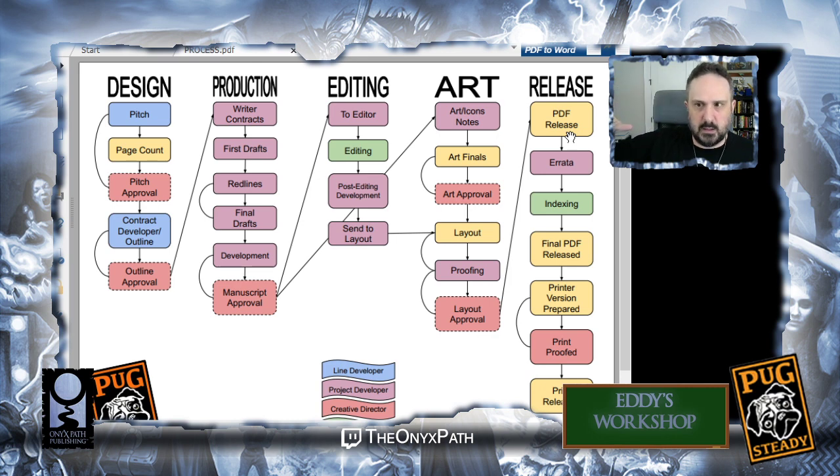We collect any errata we have from the process. If it's an index, it goes to an indexer. The index handles that. Then the final PDF is released. We prep the printer version, goes to the printer. We proof the printer version. And then finally, the print version is released. With the exception of taking the errata in and actually marking up the layout with it, the developer isn't really involved in that part of the process, so I'm not really going to cover that.